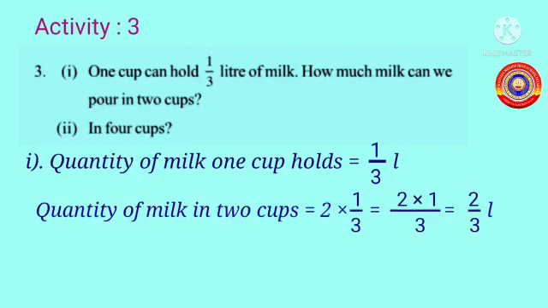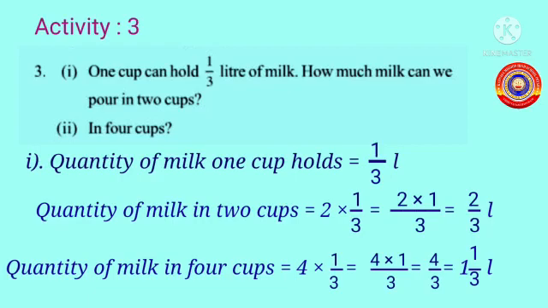Therefore, quantity of milk in 2 cups is equal to 2 multiplied by 1 by 3. That is equal to 2 into 1 by 3. That is equal to 2 by 3 liters. Quantity of milk in 4 cups is equal to 4 multiplied by 1 by 3. That is equal to 4 into 1 by 3. That is equal to 4 by 3.